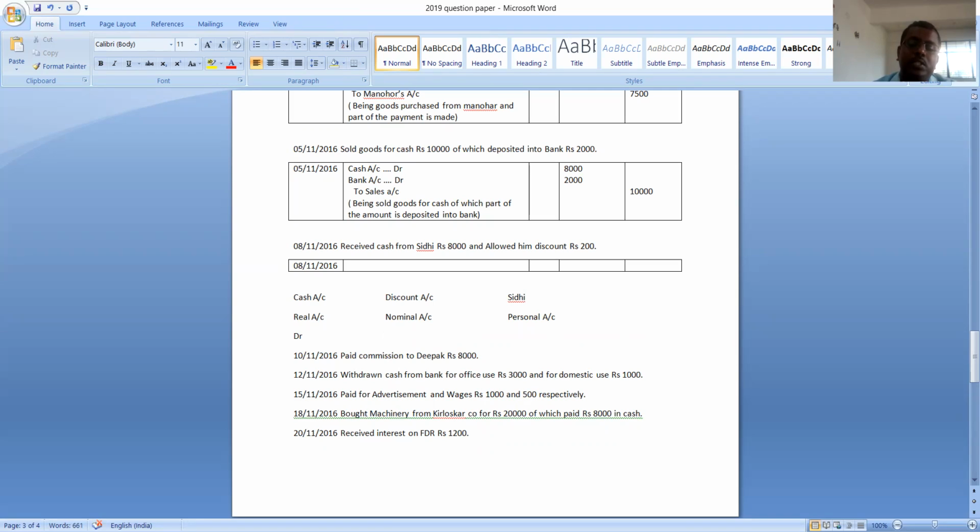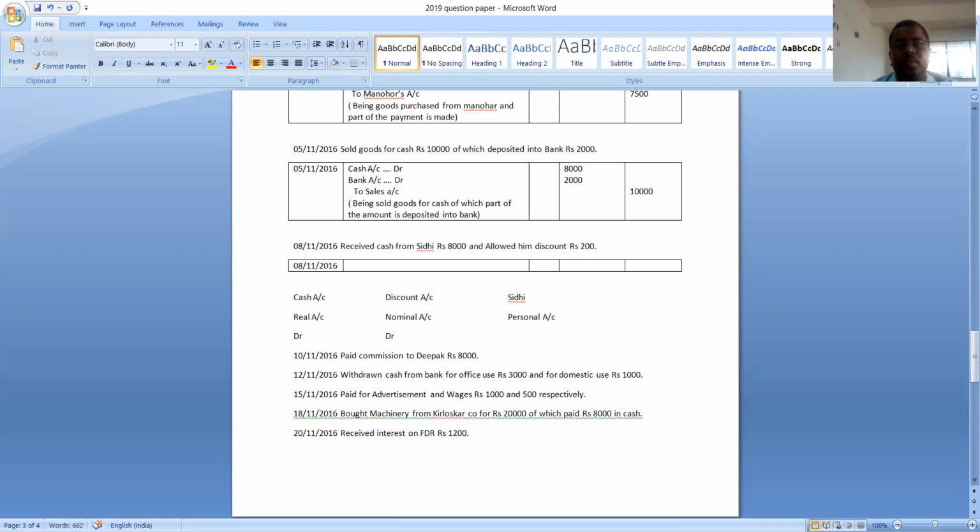Okay, next one is a discount account. Here they are saying that allowed him a discount, meaning we are giving discount to him. It means it is a loss to us. So which account? Discount is a nominal account. What is the rule of nominal account? Debit all expenses and losses. So here discount is a loss, so it should be debited.